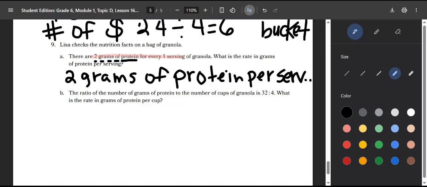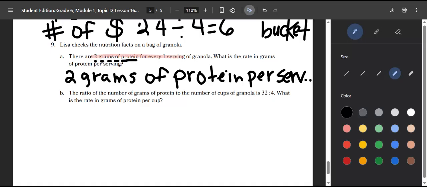All right. B says the ratio of the number of grams of protein to the number of cups of granola is 32:4. What is the rate in grams of protein per cup? So now I want the 1 to be the number of cups. In my original ratio, the number of cups is 4. So I've got to divide 4 by 4 to get that 1 that I want for the number of cups. And then, of course, if I divide the 4 by 4, I got to divide the 32 by 4 to get the number of grams of protein.